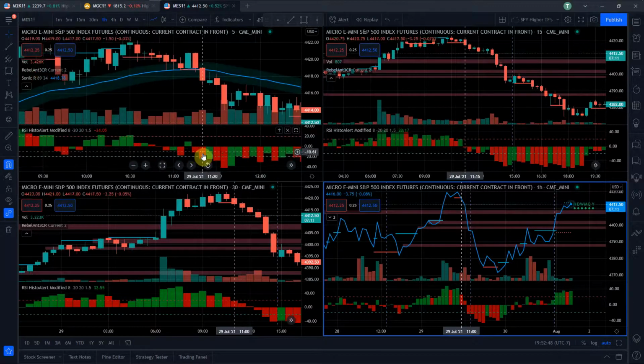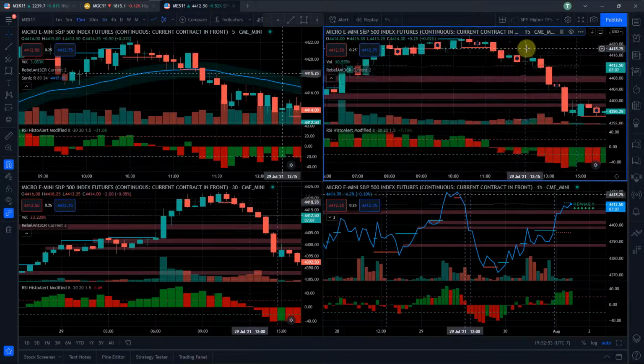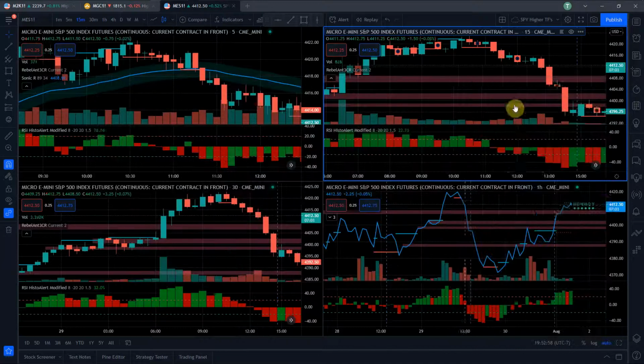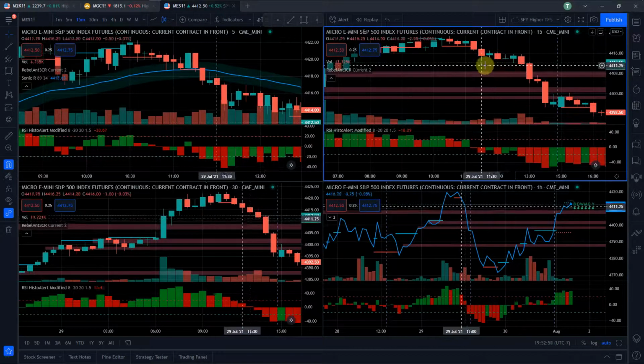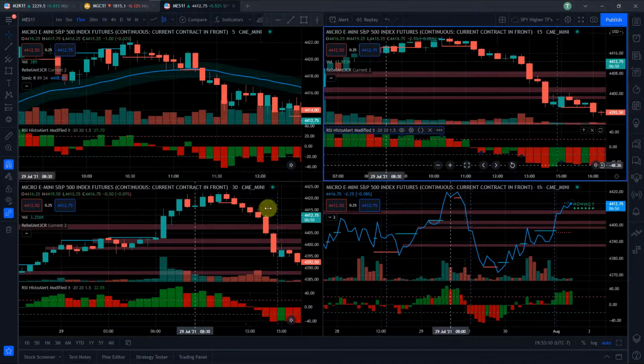Again, let's go back to the 5 minute. We have our trigger here. So now we go over to the 15 minute, and we're gonna look for an RSI trigger. So on the 15 minute, we had here a bust, pullback, break and close. Okay, great. So from this point, we go over to the 30 minute.